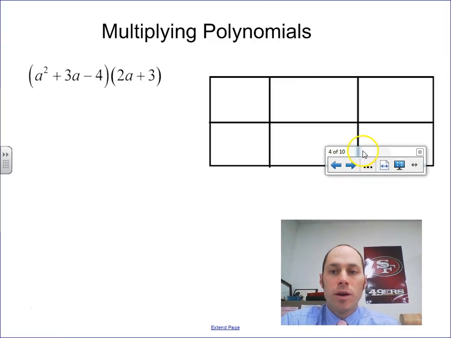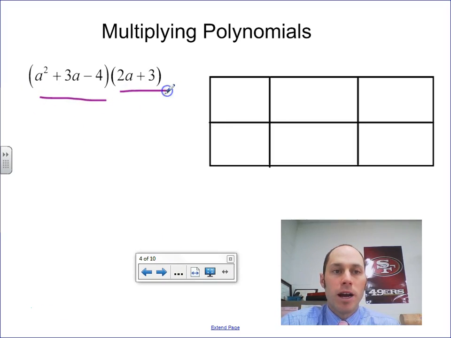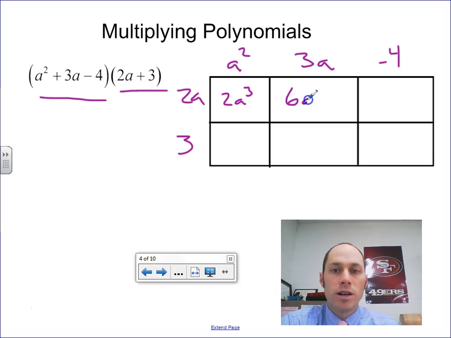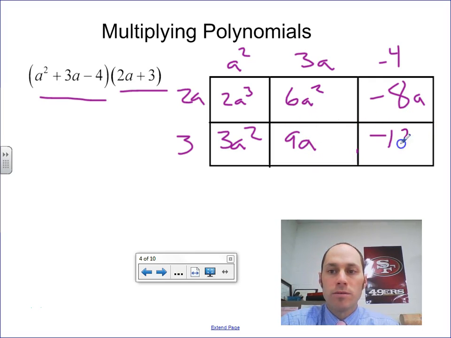So we don't need to get scared away once we see a trinomial multiplied by a binomial. I can just write it out as the area model. A squared plus 3a minus 4 times 2a plus 3. And I know that a squared times 2a is 2a cubed. 3a times 2a is 6a squared. Minus 4 times 2a is minus 8a. A squared times 3 is 3a squared. 3a times 3 is 9a. Negative 4 times 3 is negative 12.